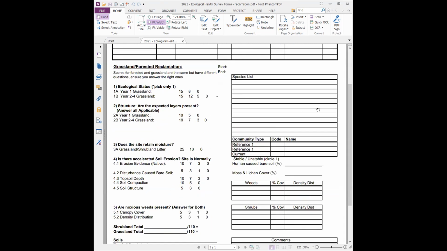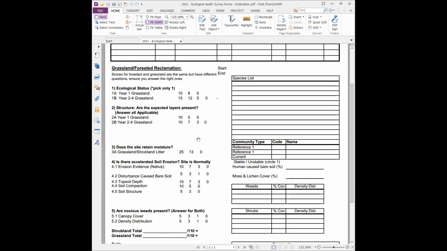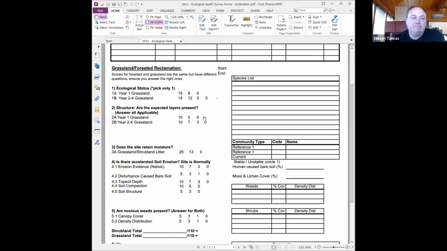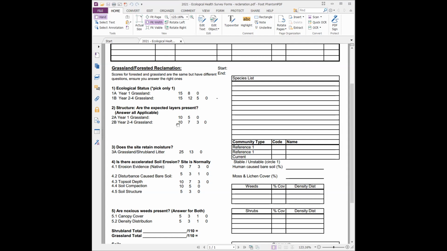Okay, so for question number 2, when it comes to layers present, we kind of said that we may need to just totally eliminate the year one grassland unless you can identify seedlings. If you can identify the seedlings and you can take species specific and attribute structure based on species, then you could leave it in there. But chances are you're not going to be able to identify seedlings in year one.